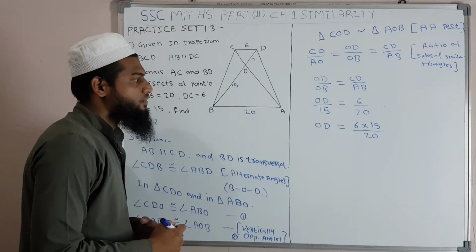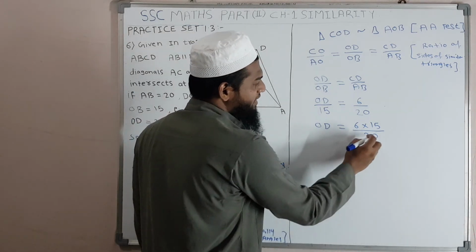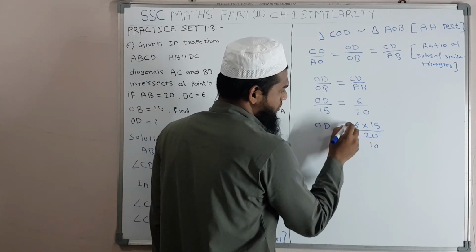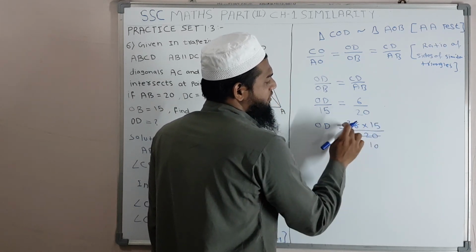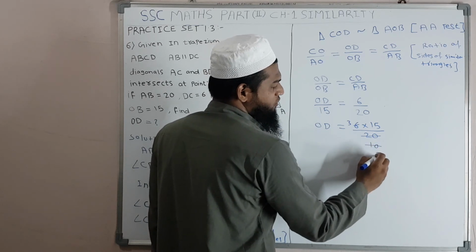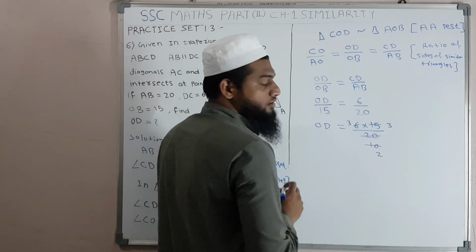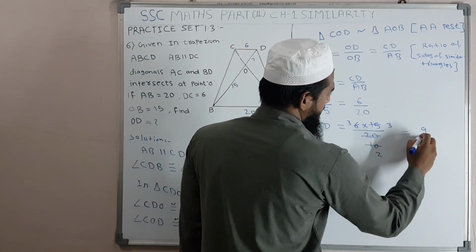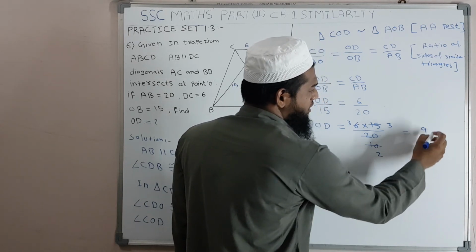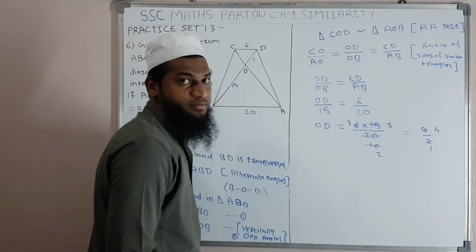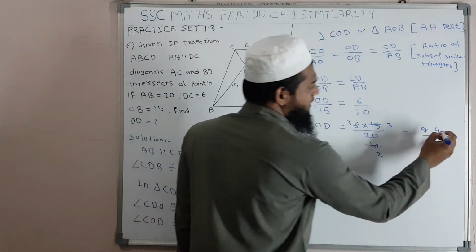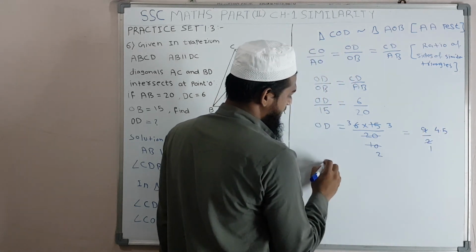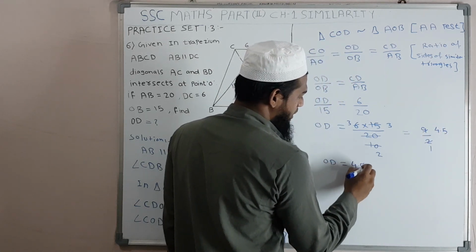So we can cut this with the table of 2: 2 ones are 2, 2 threes are 6. And with the table of 5: 5 twos are 10, 5 threes are 15. 3 threes are 9, so 9 upon 2. If we divide, 2 fours are 8, remaining 1, we put the decimal point and a 0 there, 2 fives are 10. So we get the value of OD equal to 4.5.